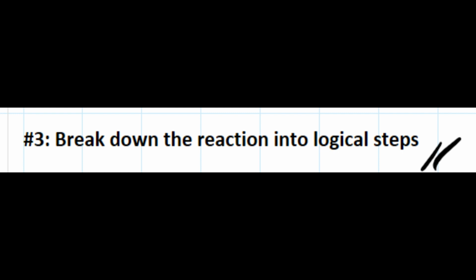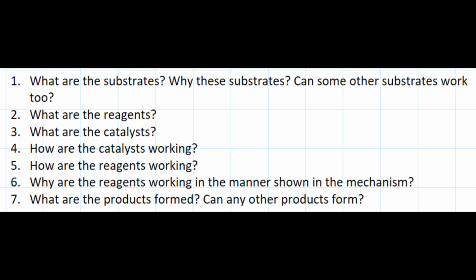Now that we have been asking questions, how do we use this question answer format to understand reactions? Let's break down reactions into logical steps. So here is a simple list of questions that I've made over here. What are the substrates? Why are these substrates used? Can some other substrates work? What are the reagents? What are the catalysts? How are the catalysts working? How are the reagents working? Why are the reagents working in the particular manner that is shown in the mechanism? What are the products formed? Can any other products form?